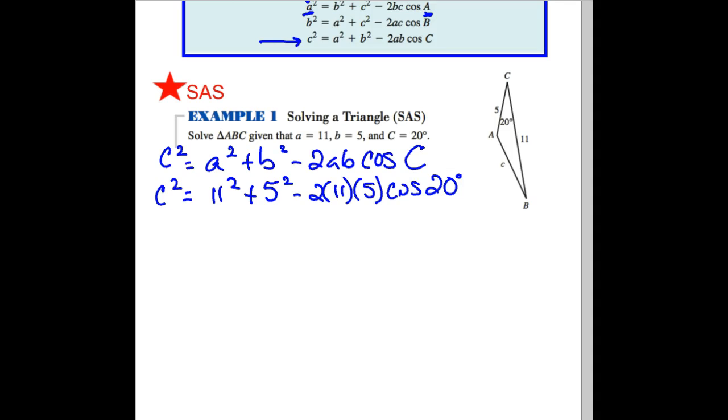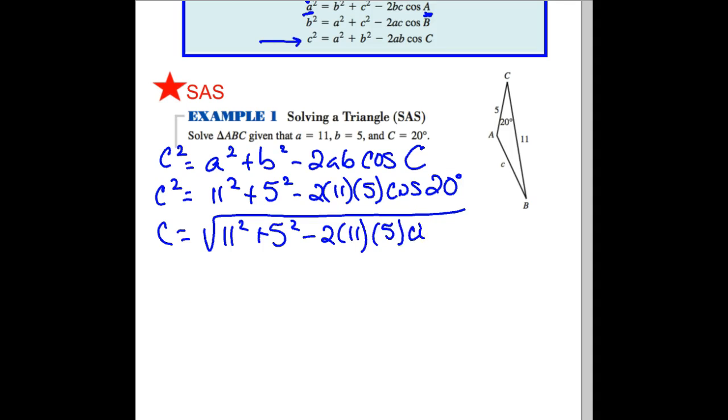How do we find C if we've calculated C squared? Take the square root. So what you're going to do is you're going to put in your calculator the square root of all of this. You should be able to enter it all as one step on your calculator. Again, make sure your calculator is set in degree mode.